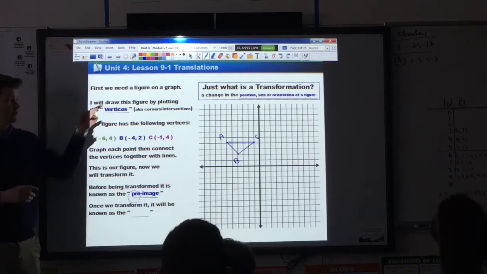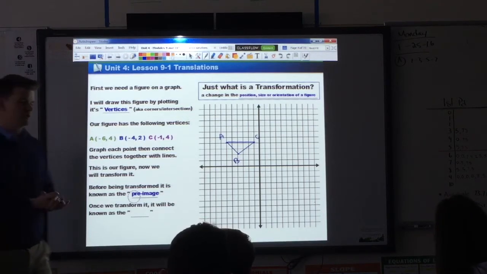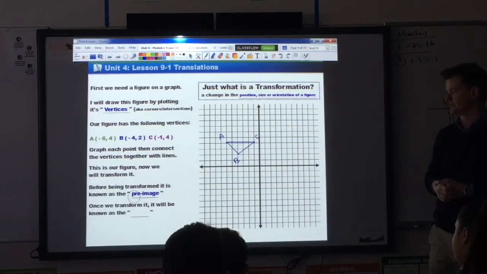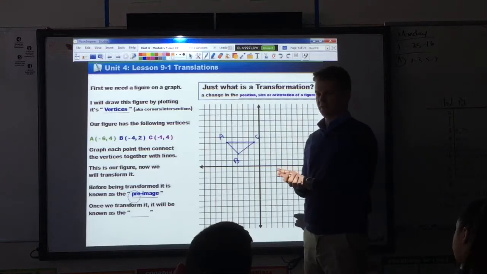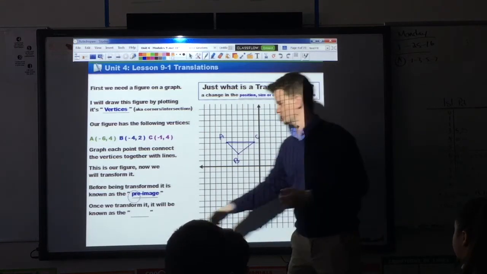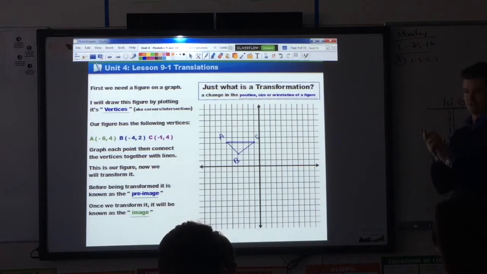Well, what are we doing to these figures? What are we going to be doing? Transforming. We're going to be transforming. So it's the pre-image. It means before we transform it. Yes, we graphed it, but before we transform it, it's known as the pre-image. That means that once I transform it, what do you think it's going to be called? The image. So we start with the pre-image, we end with the image.